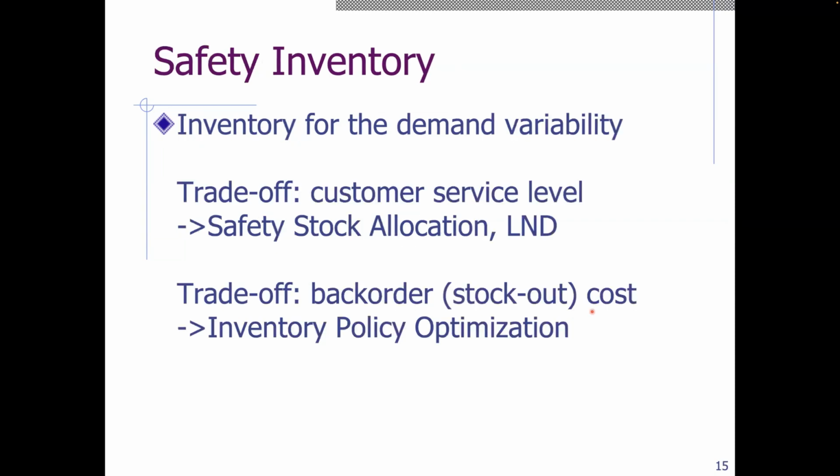Safety inventory or safety stock is inventory to protect against uncertainties of future events such as customer demands. So it has the trade-off for the customer service level. If customers request 100% service level, that means no stockout, retailers need a huge amount of safety inventory. Service level is determined by backorder or stockout penalty costs. So there's a trade-off between safety inventory costs and backorder costs. Many analytic IT models include safety inventory. They are safety stock allocation, logistics network design, and inventory policy optimization models.